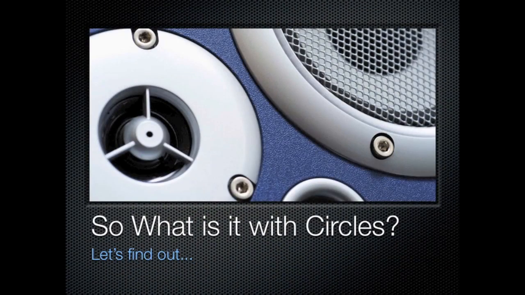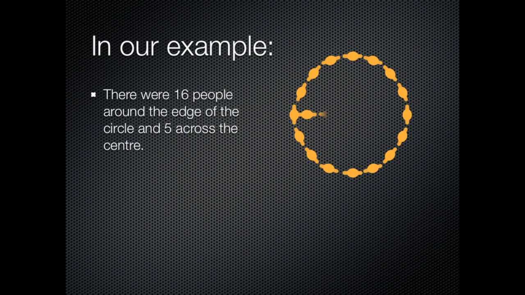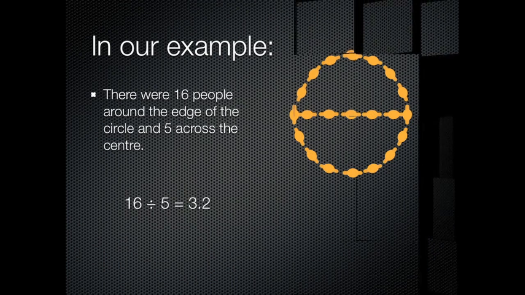So what is it with circles? Well, let's find out, because it really is a very interesting piece of mathematics indeed. Now, in our example, there were 16 people around the edge of that circle, and it took exactly 5 to get across the centre. And of course, we can predict that because of something found out by the ancient Greeks. But for now, I just want us to divide the 16 by the 5. Divide the circumference, if you like, by the diameter. And 16 divided by 5 will give us 3.2.